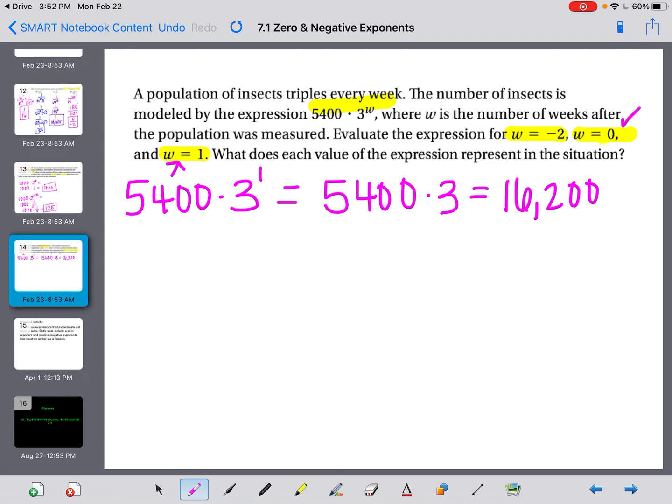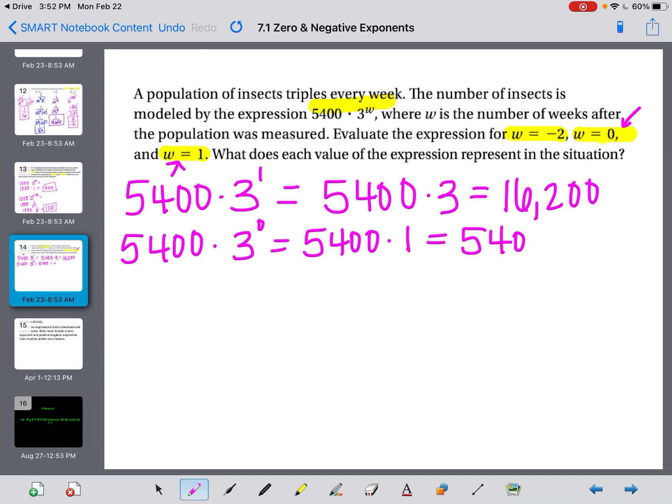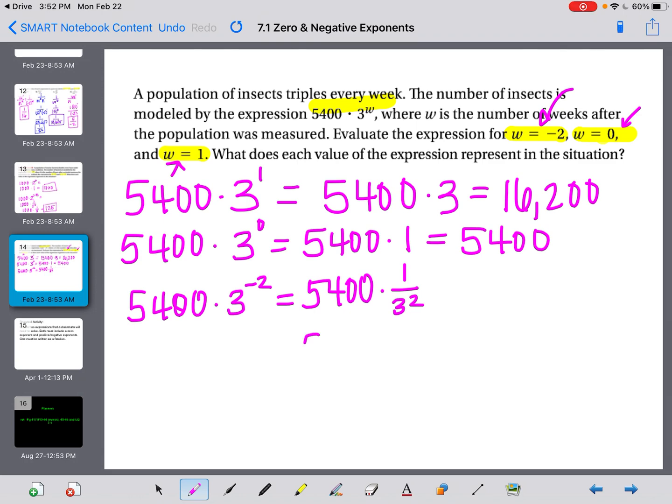Then let's go with W to the 0 power. So 5,400 times 3 to the 0 power. Remember that anything to the 0 power is just 1. So it's 5,400 times 1, which gives us a population of 5,400. And last but not least, before they even started counting, 5,400 times 3 to the -2 power, which is 5,400 times 1 over 3 to the second power, or 1 over 9, which is actually equal to 600.